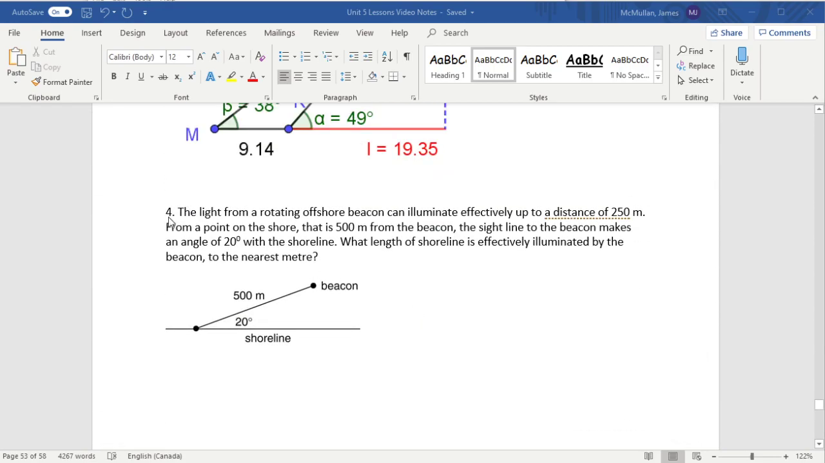Now this last one is an ambiguous case question. It says the light from a rotating offshore beacon can illuminate to a distance of 250 meters. From a point on the shore that's 500 meters from the beacon, the sight line to the beacon makes an angle of 20 degrees with the shoreline. So here's the picture. So here's the point on the shoreline. You're 500 meters away from the beacon. You have a 20-degree angle between the shore and the beacon. And you know that the beacon can illuminate 250 meters. So it could be 250 meters this way, or it could be 250 meters towards you, right?